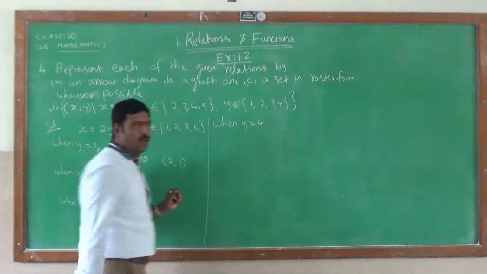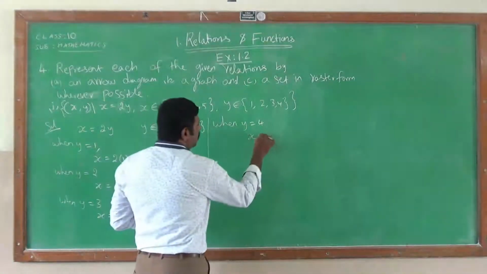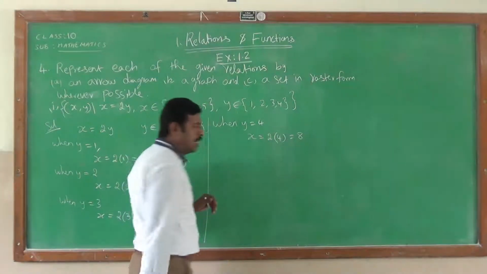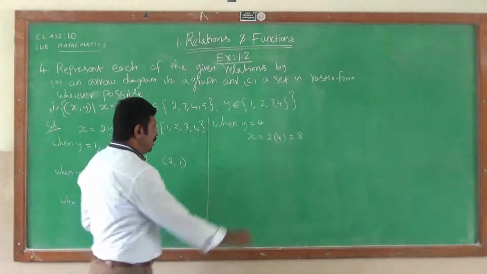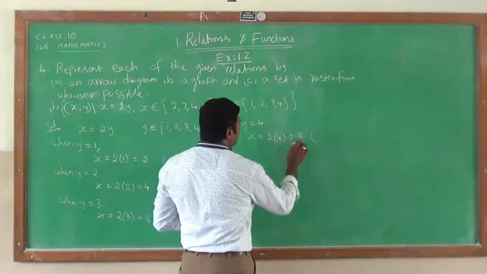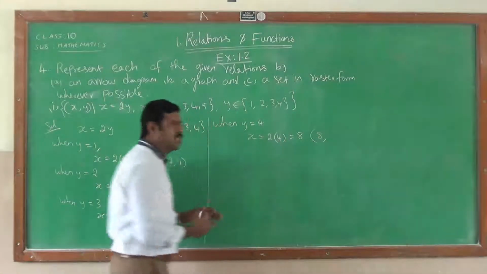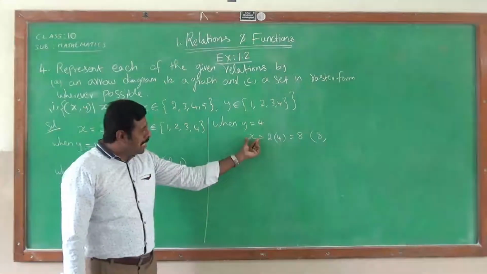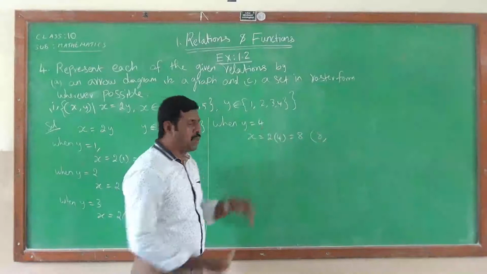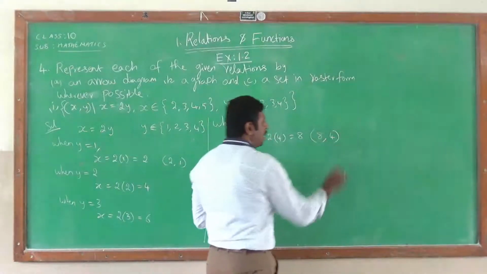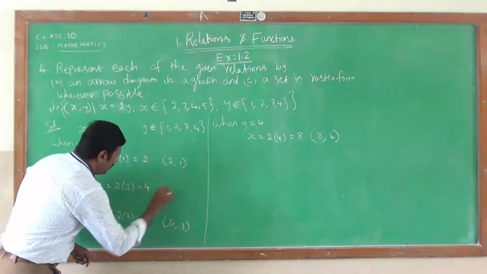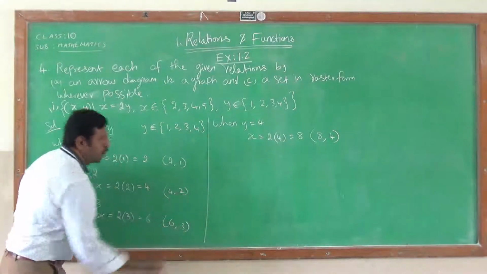When y is equal to 4, the function is x is equal to 2 into y. The y value is 4, so we get 8. Now we write the ordered pair here. It is 8, the x value is the first element, (x, y). So you must write the x value as the first element and then the y value as the second element. (8, 4) here, (6, 3) here, (4, 2).